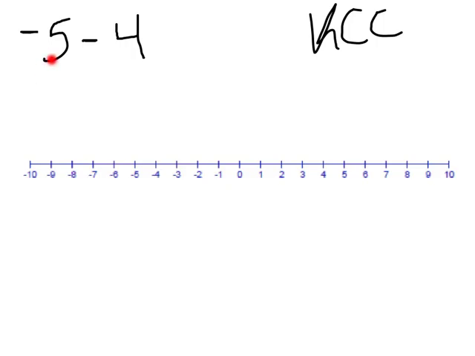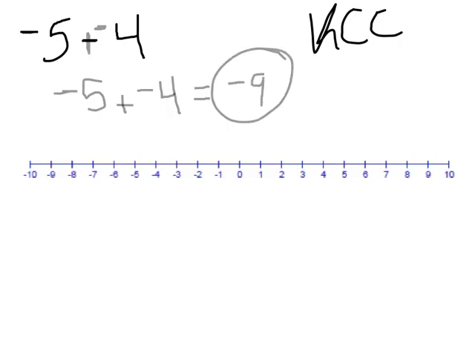Keep, change, change means I'm going to keep the sign of this number, but I'm going to actually change the subtraction to an addition sign, and I'm going to change the sign of the 4 and make it a negative. So now my problem is negative 5 plus negative 4. My signs are the same, so I'm going to add them and keep the sign. Negative 5 plus negative 4 is negative 9. Negative 5, moving 4 times to the left, now I'm at negative 9.